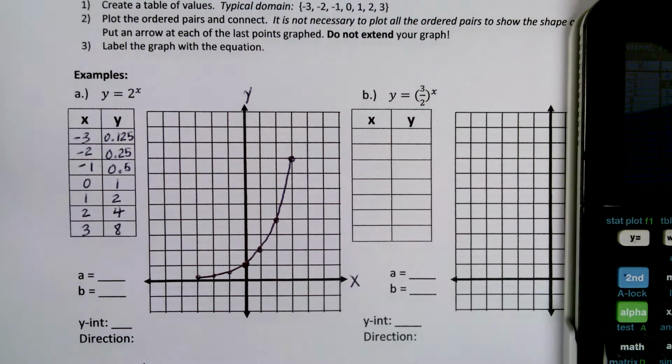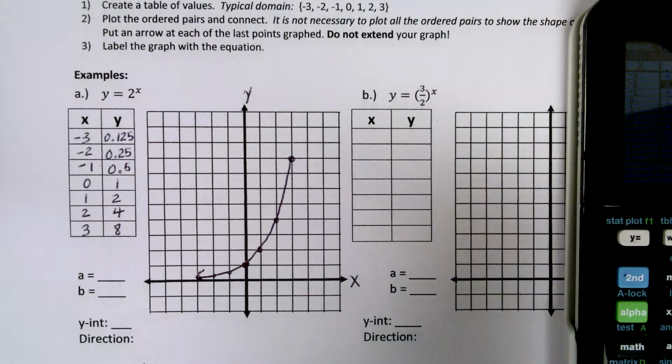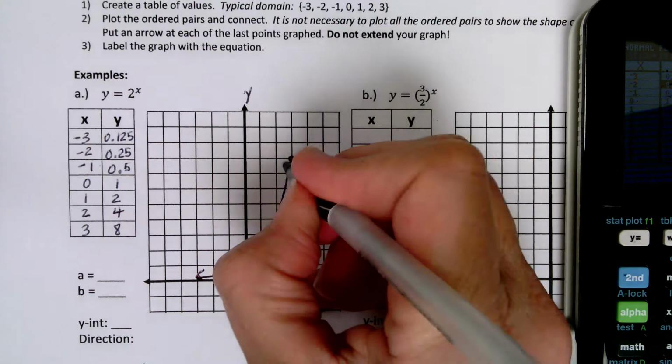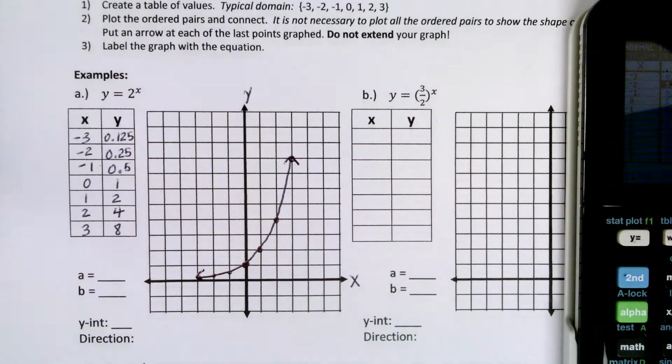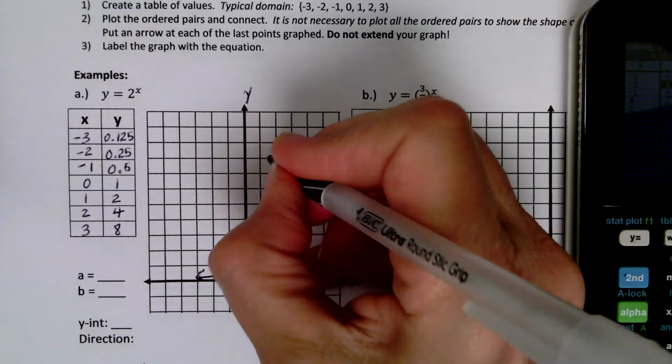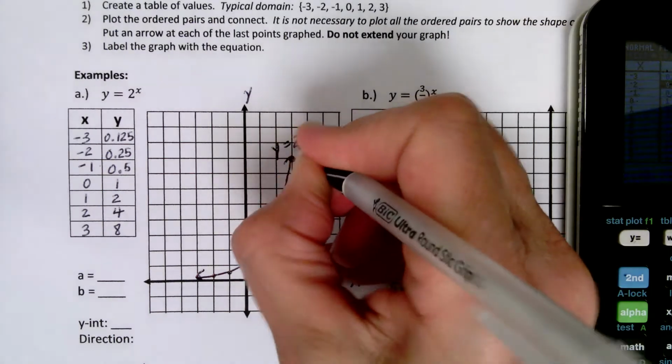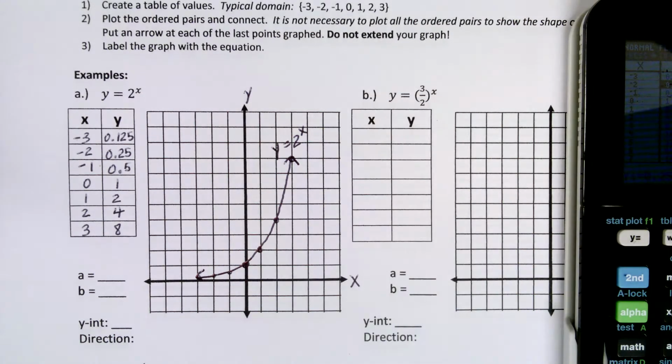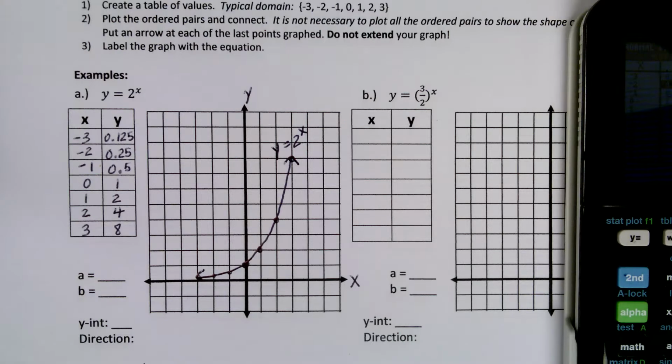We can't extend the curve because we don't know how rapidly it's increasing, but we do want to show that it goes on forever. So I put an arrow right on that first dot and an arrow on that last one, and that means it goes on forever. And then I write the equation y equals 2 to the x power somewhere close to that.